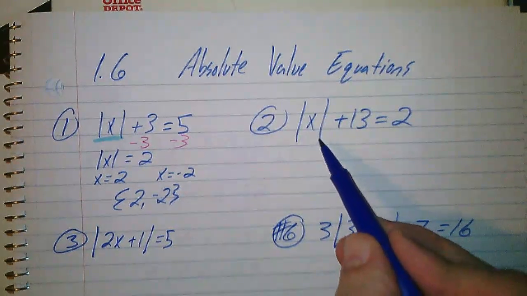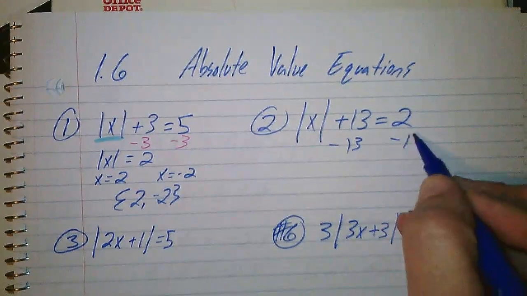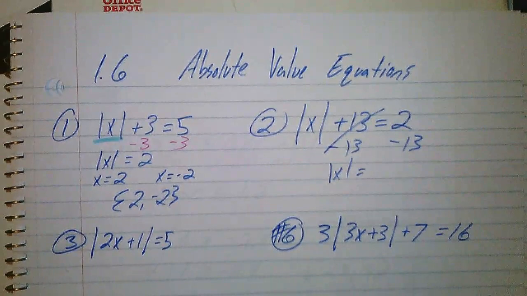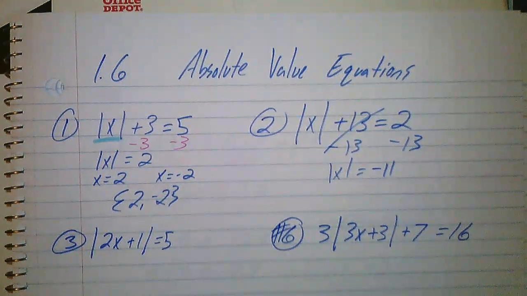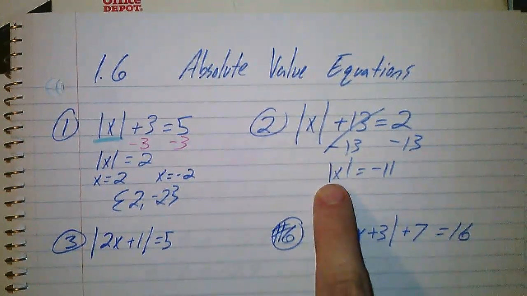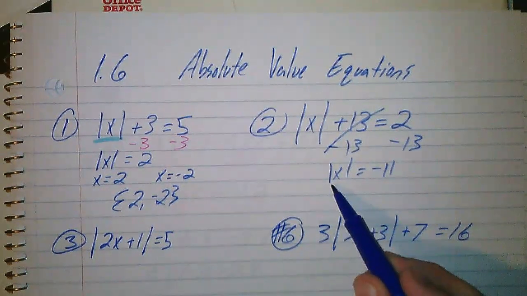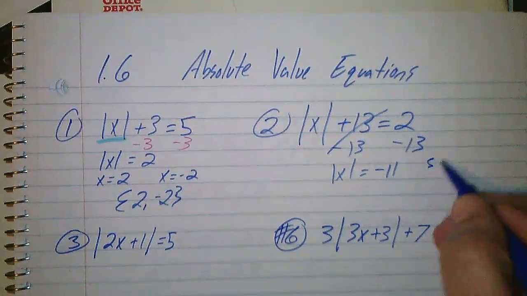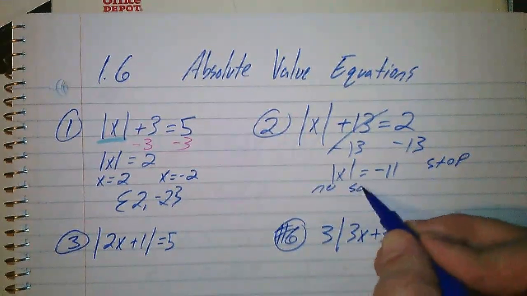You might get one like this. Remember that absolute value is always positive. If we isolate the absolute value here, 2 minus 13 is negative 11. Absolute value is always positive. So if you end up with absolute value isolated equals to a negative number, stop here. You're done. Because there is no solution.